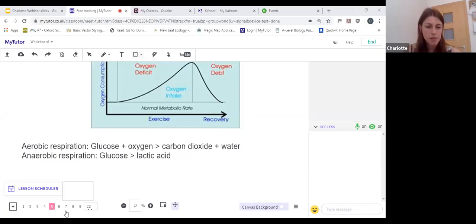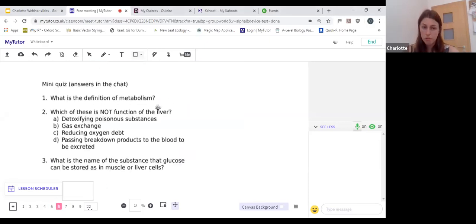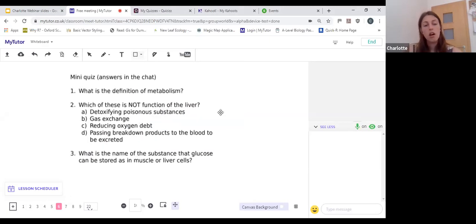Okay, let's have a mini quiz. So answers in the chat for these. First question, what is the definition of metabolism? Do you remember that? It was in red on slide 2. Pop your answers in the chat.